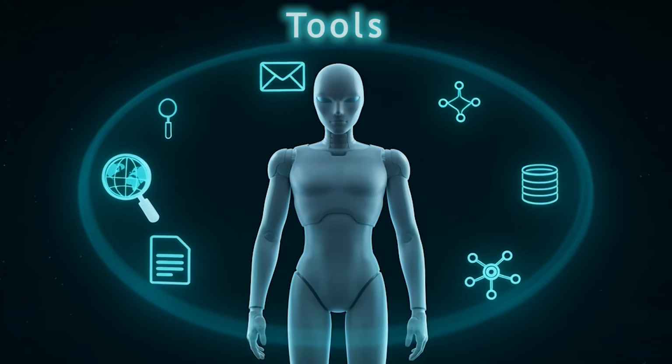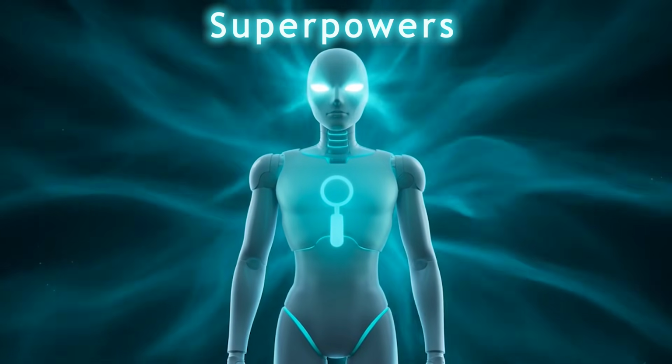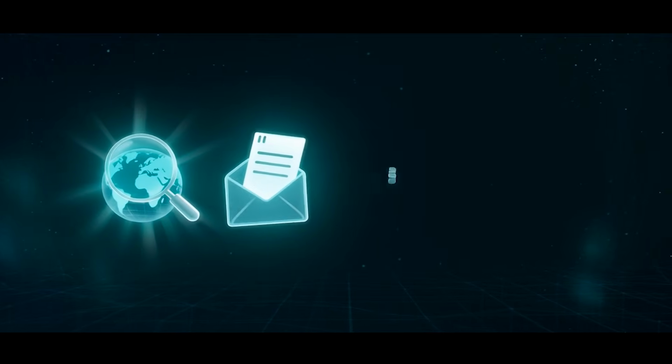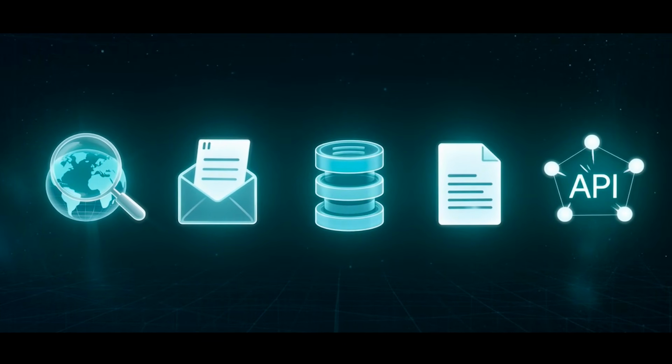Third thing is the tools. This is where agents get their superpowers. Tools are functions that the agent can call: search the web, send an email, query a database, read a file, call an API. The model decides which tool to use and when. You define what tools are available to the model. That combination is what makes agents genuinely useful in the real world.